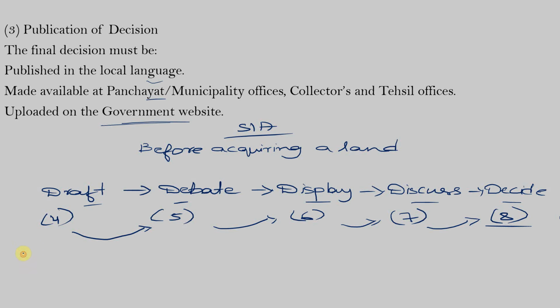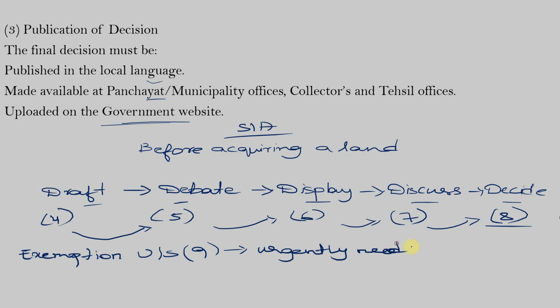There is one exemption under Section 9, where the government is not under obligation to conduct the social impact assessment. When the government urgently needs the land, then according to Section 9, it can skip the part of conducting the social impact assessment and directly acquire the land. So this is the exemption under Section 9. This is the first stage of acquiring land, and the other steps I'll explain in the next video.